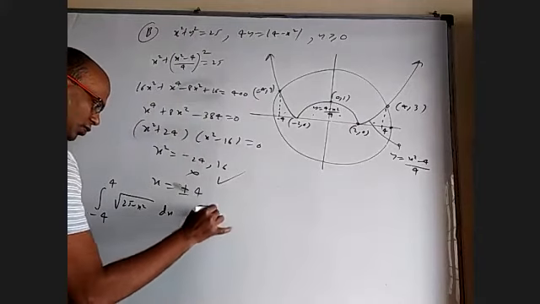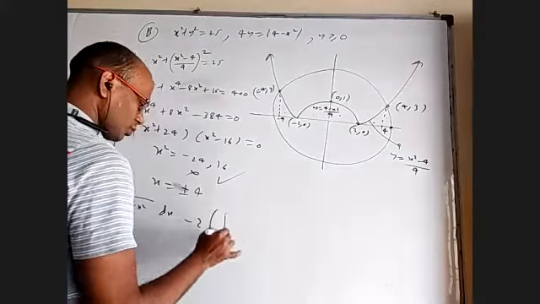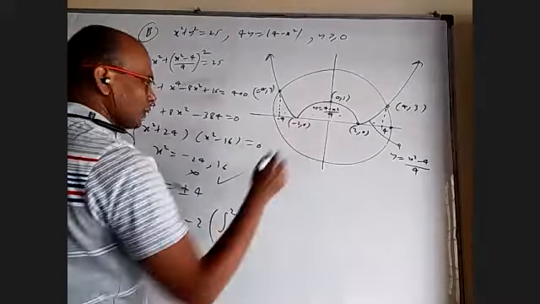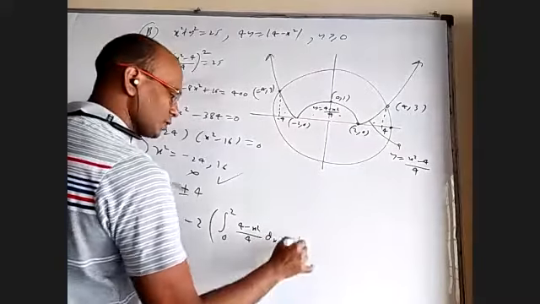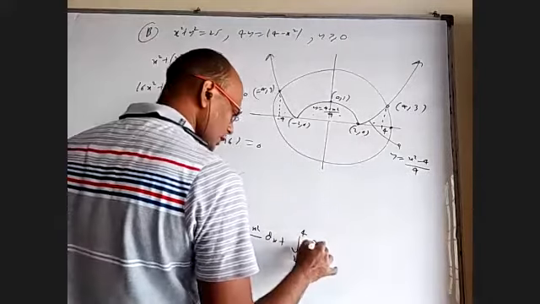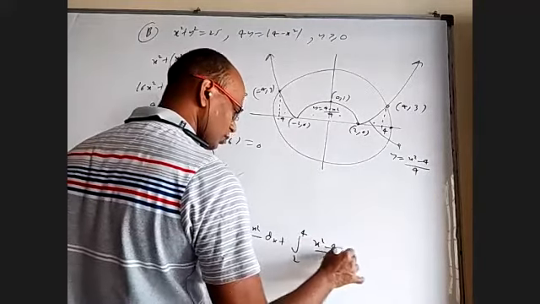So minus 2 times the integral from 0 to 2 under the parabola, (4 minus x square) by 4 dx, plus the integral from 2 to 4 of (x square minus 4) by 4 dx.